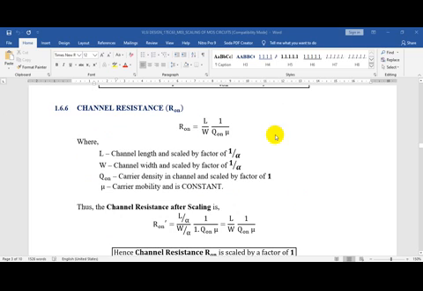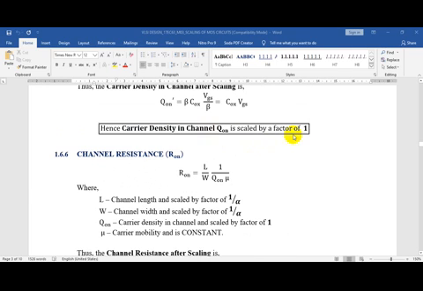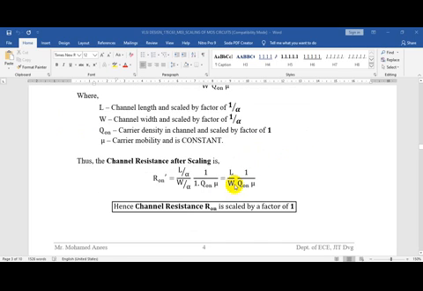Similarly, channel resistance is given as length divided by width into 1 divided by Q1 into mu. Mu is the carrier mobility and it is constant. Length is scaled by alpha. Width is scaled by alpha. And Q1, the carrier density, as we have seen earlier, is scaled by a factor of 1. So when you replace, alpha and alpha get cancelled and you will get the same thing. Hence channel resistance is also scaled by a factor of 1.